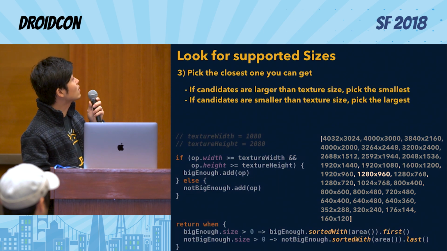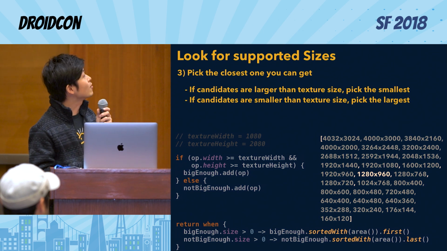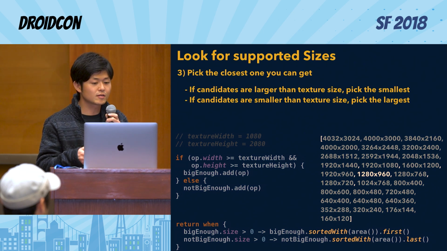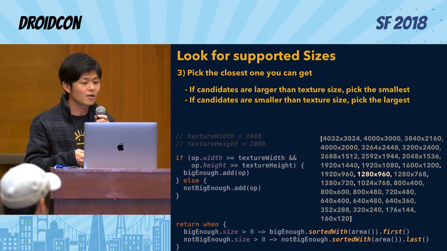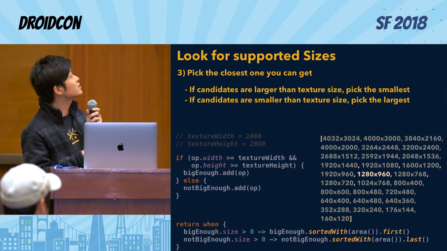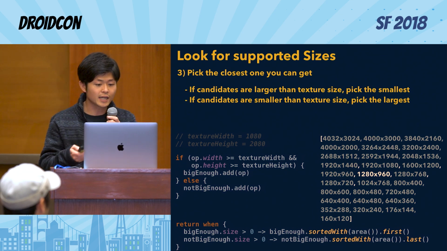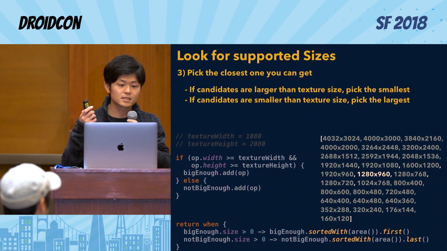Now we choose the closest one from here. It really depends on how many sizes this list supports. But if candidates are larger than the texture size, you pick the smallest. But if the candidates are smaller than the texture size, you pick the largest. In this case, 1280 by 960 is the closest one we can get. So this is the supported preview size that we have.